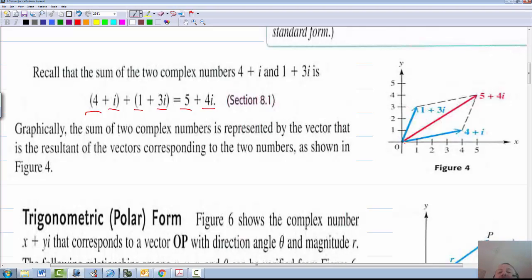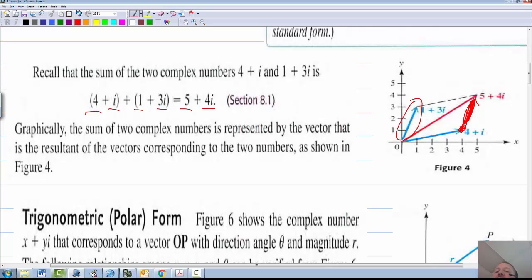Well, if I graph 4 plus 1i, 4 right, 1 up, that's 4 plus 1i graphed in a complex coordinate plane. And then this is (1, 3), 1 plus 3i graphed. The addition of these vectors is you take this vector and you just tack it on to the end of the other vector. That's how you add one vector to another.